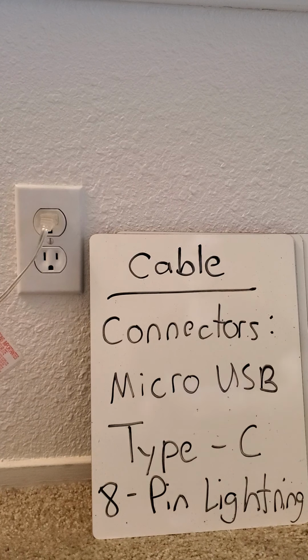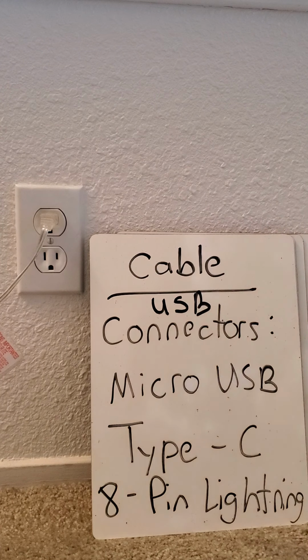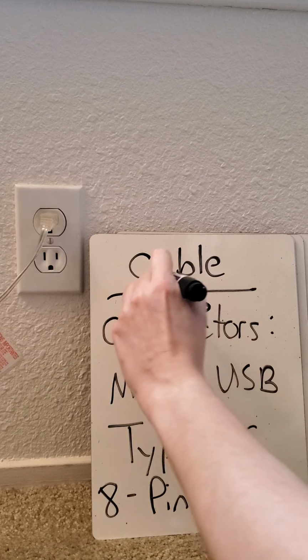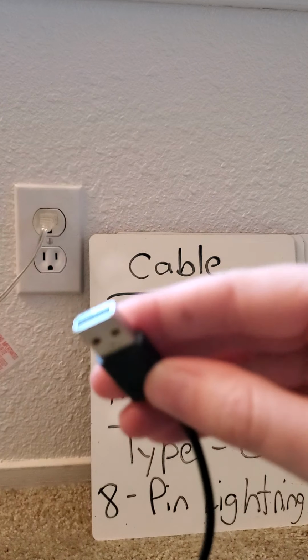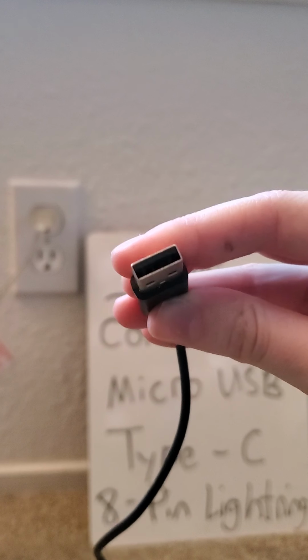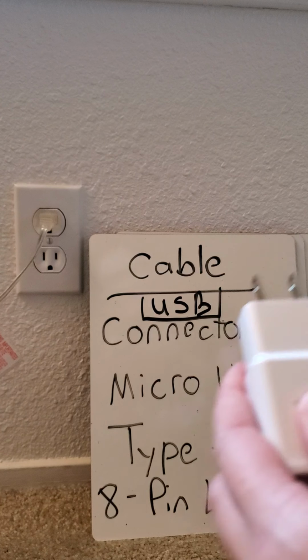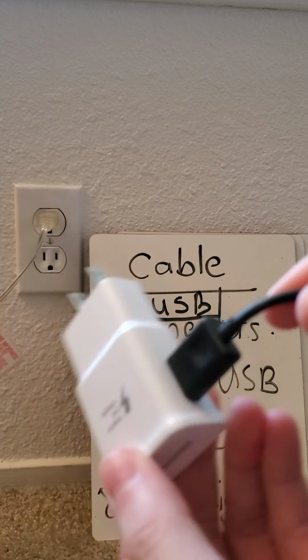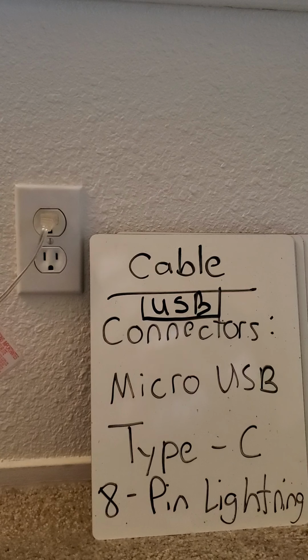So the first one, I forgot. I'm going to add this right up here. So USB. So we have these 3 down here. So USB connectors. So these are the big square ones right here. So you'll notice that these are nice and big and square. They kind of look like this right here. So these are what plug into your charger base right here. So that's a USB connector.